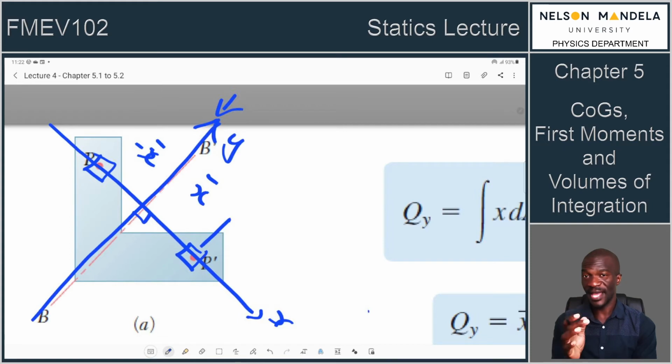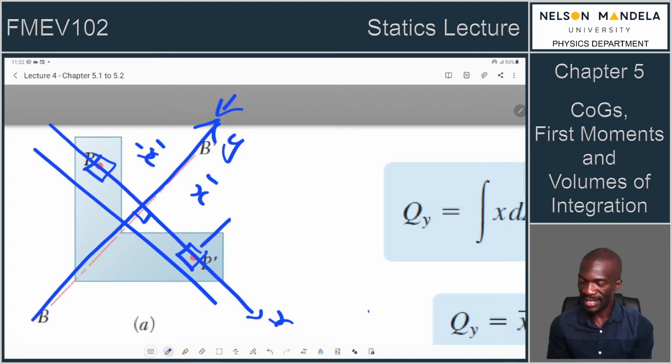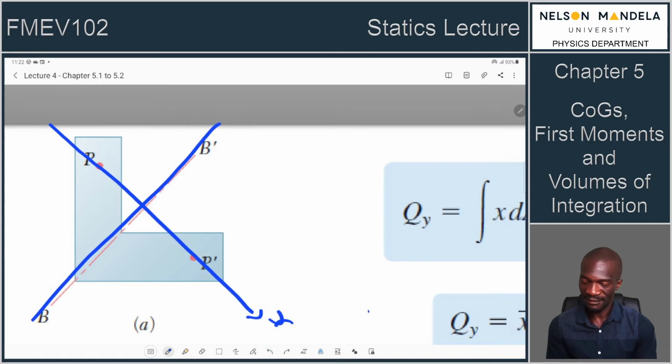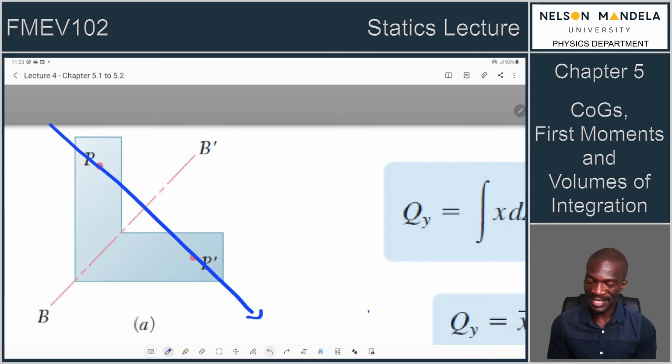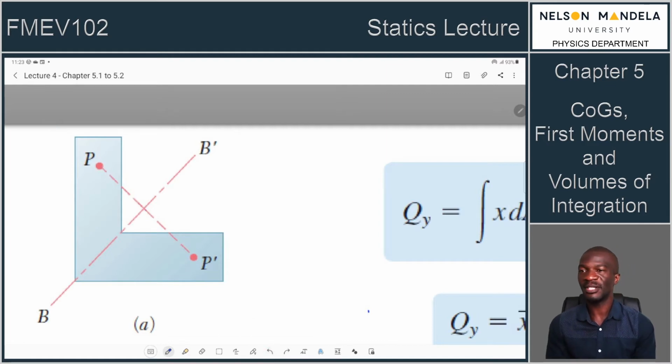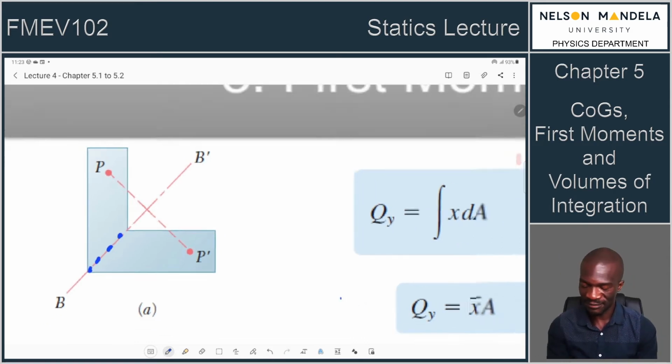So because of that, you would notice that your sum of the moments about a line of symmetry would actually add up to 0. For this reason, lines of symmetry are useful, because we now know that if the moments about the BB prime axis are equal to 0, then our centroid must be located somewhere here. Our centroid must be located along that line of symmetry.